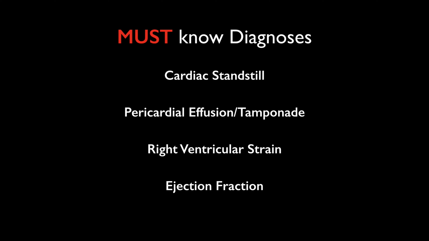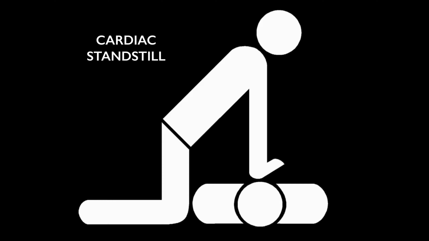Here's some cardiac pathology. Here are some must-know diagnoses, and these are really easy to see. Cardiac standstill, when you're in a code, is really helpful. Then any type of pericardial effusion or tamponade, right ventricular strain, and estimation of ejection fraction.